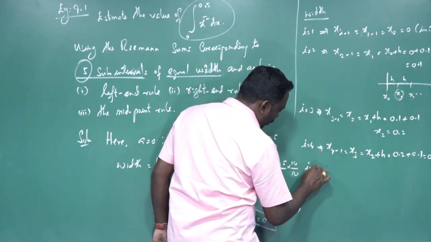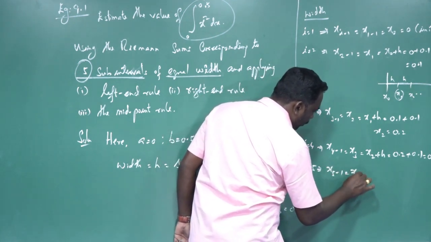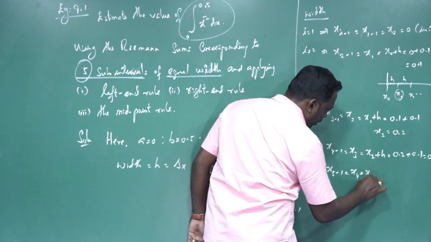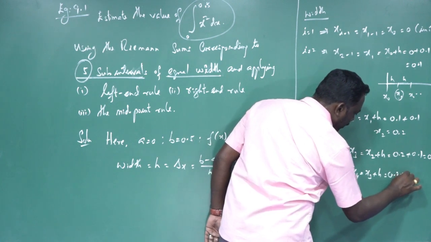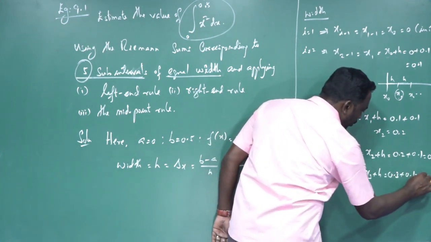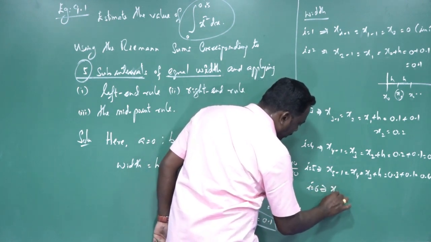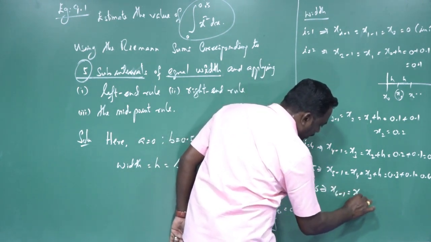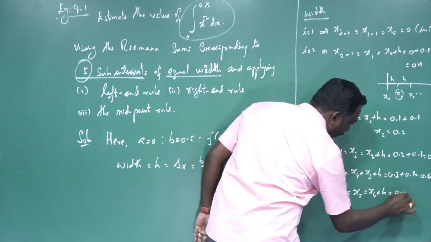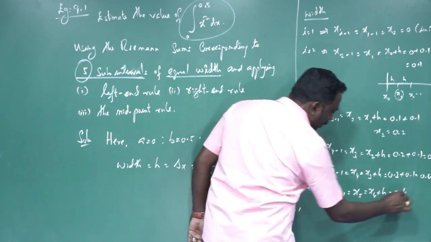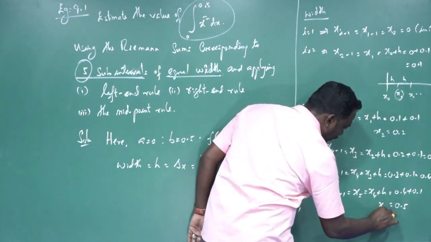i takes the value 5, that implies x_(5 minus 1), that is x_4, equal to x_3 plus h, where x_3 equal to 0.3 plus h equal to 0.1, that is equal to 0.4. Then i takes the value 6, that implies x_(6 minus 1), that is x_5, equal to x_4 plus h, that is 0.4 plus 0.1, equal to 0.5, called the x_5 interval.